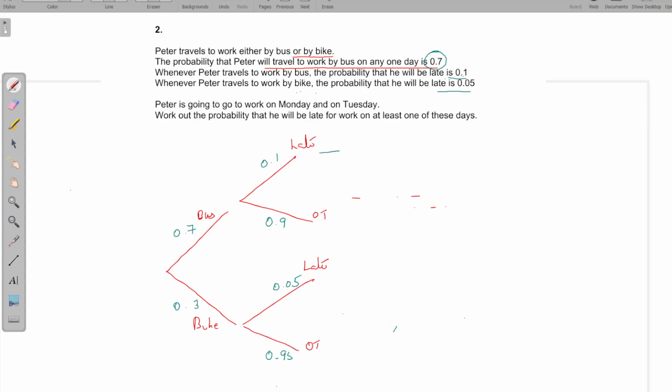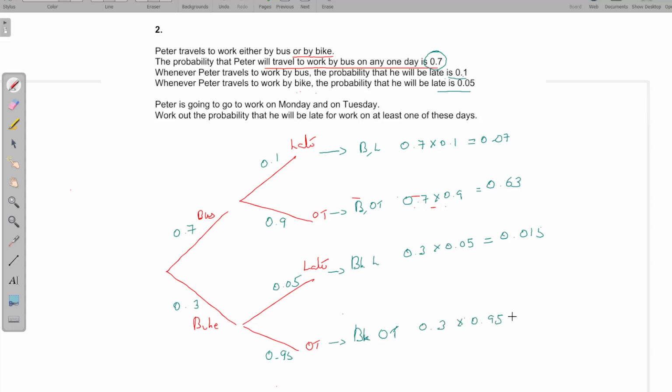So we can work out here: bus and late is 0.7 times 0.1, 0.07. Bus and on time is 0.7 times 0.9, that is 0.63. Bike and late is 0.3 times 0.05, that is 0.015. Bike and on time is 0.3 times 0.95, that is 0.285. So we have all the probabilities now. Now let's look at the question.